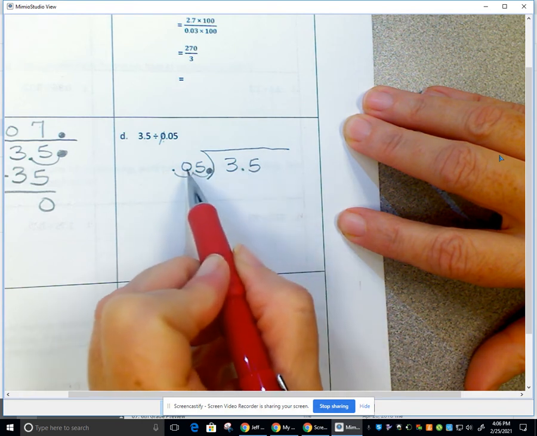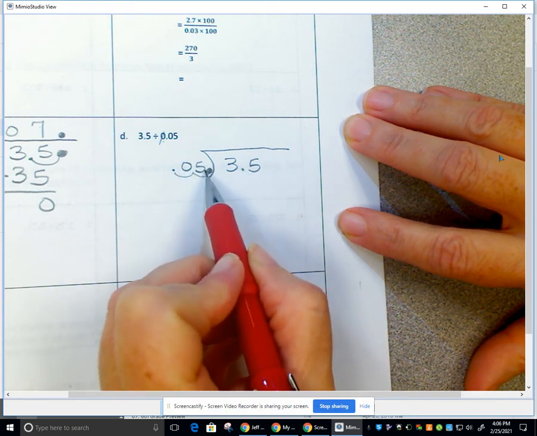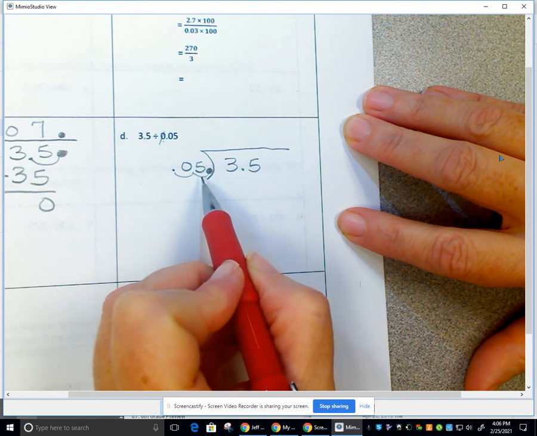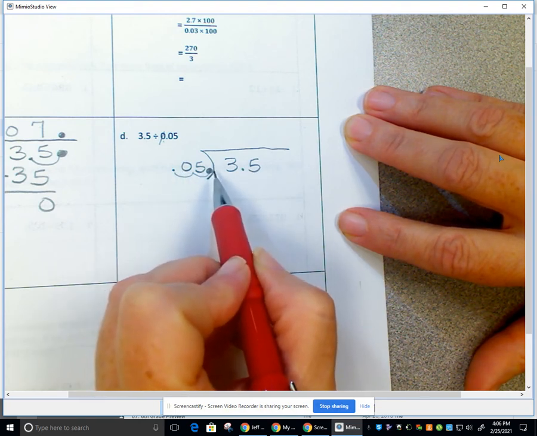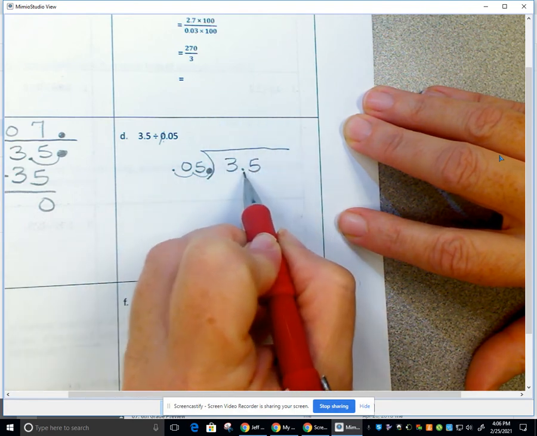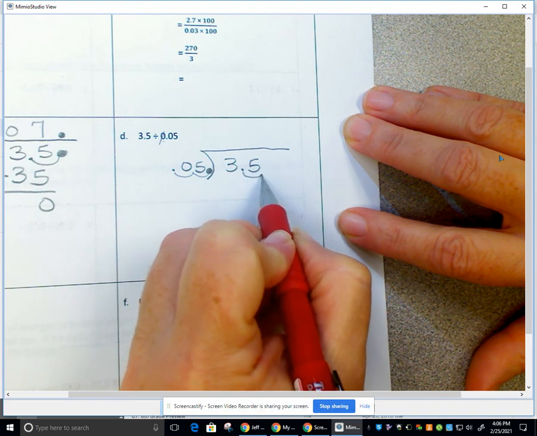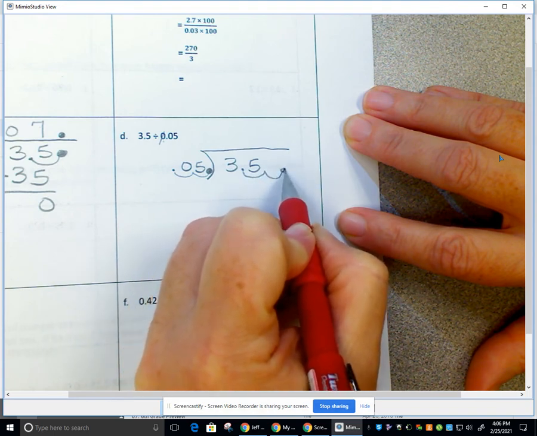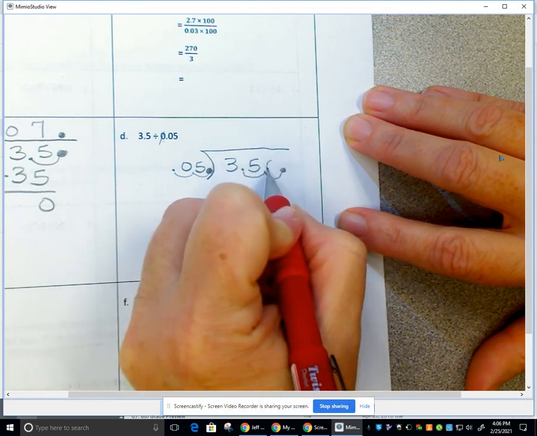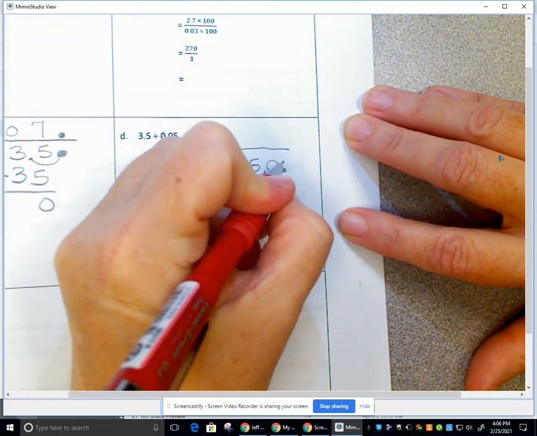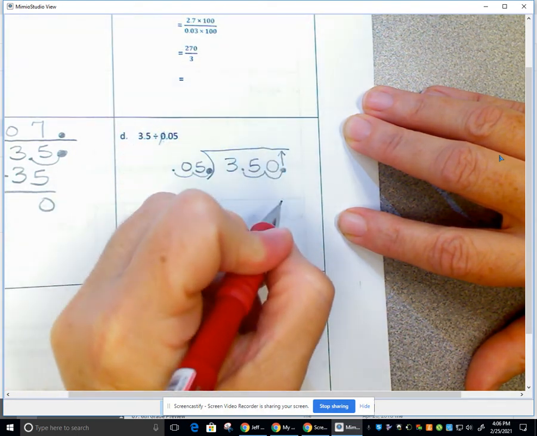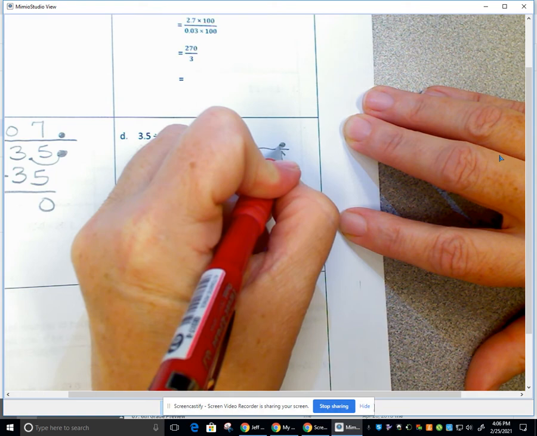And by the way, if we did 1 jump, that's multiplying the number by 10. If we did 2 jumps, that's multiplying this number by 100. So now this one has to do 2 jumps. This one has to do what this one does. 1, 2. Bring my decimal up like we normally would.